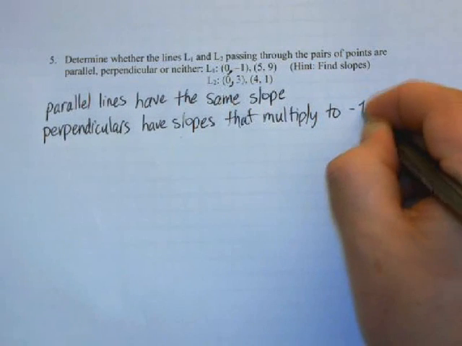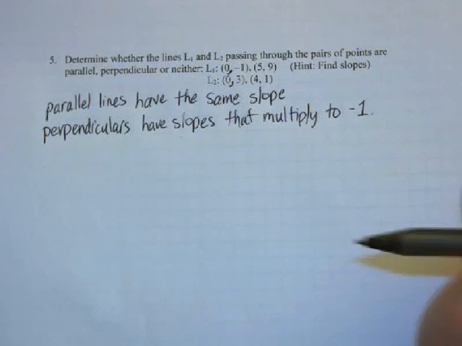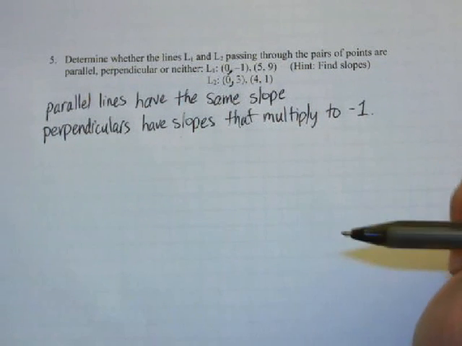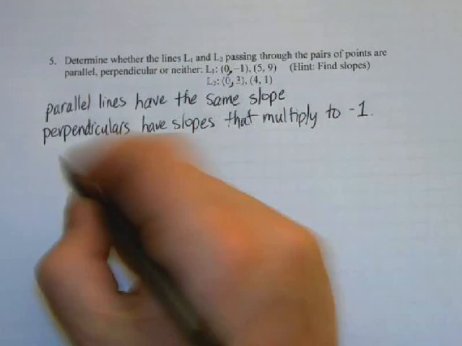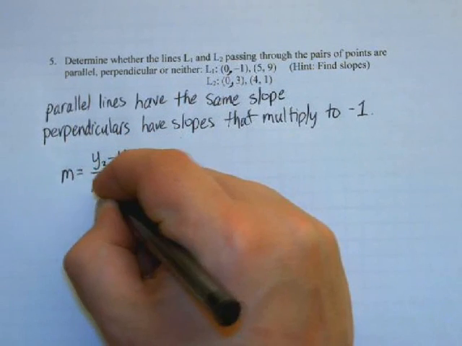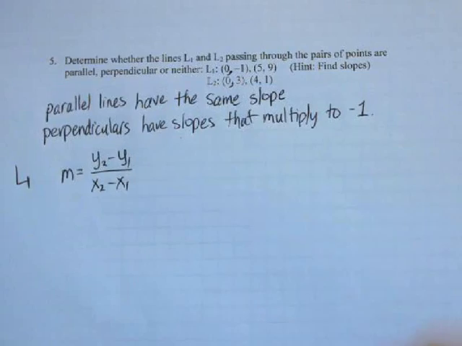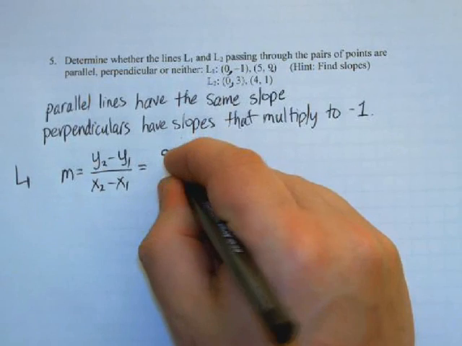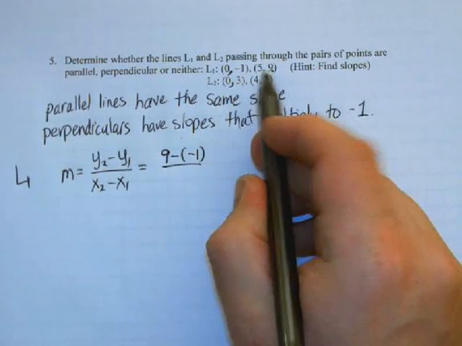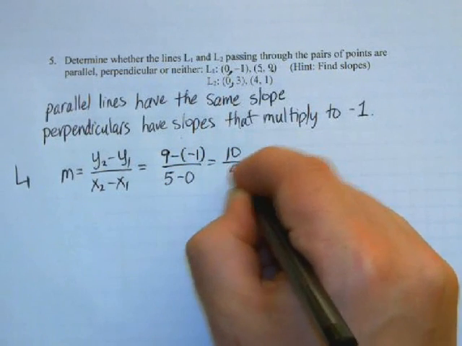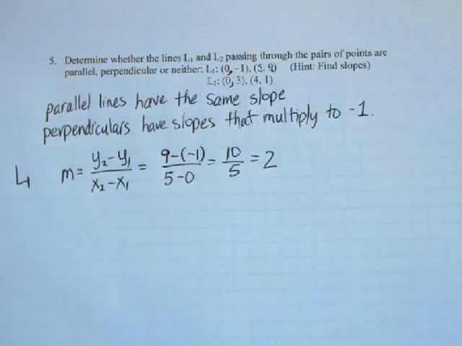Now, the only exception to this statement is when you have a horizontal and vertical line. Because a vertical line doesn't have a slope, it's undefined, we can't really multiply those together. So let's go ahead and find the slope of each line. Here is the slope formula. So for L1, y2 minus y1 over x2 minus x1, so line L1 has a slope of 2.